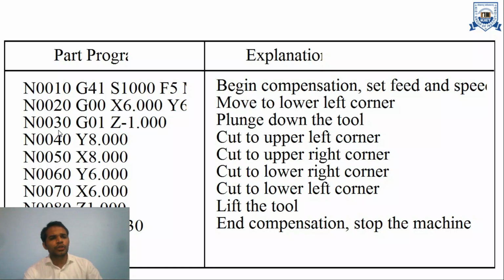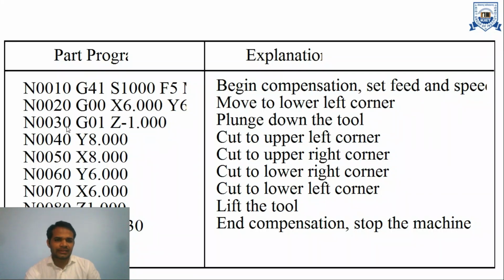These are the serial numbers. It depends on you, whatever serial number is provided, like N0010, then 0020, 0030. You can also provide N001, 2, 3. You can also provide N005, N0010, N0015. A particular serial number is provided. If we go to the second step, N0020 serial number, G00 X6.0 Y6.0. G00 means rapid traverse. The tool moves to position X at 6 and Y at 6.